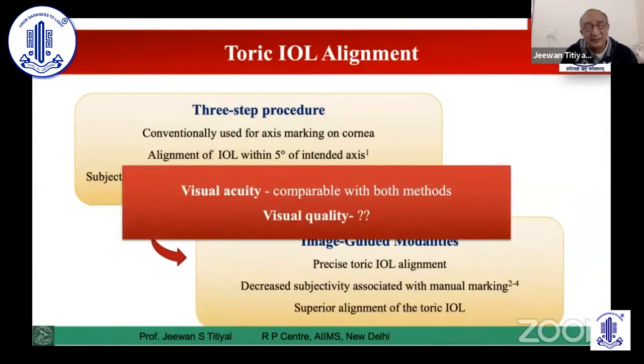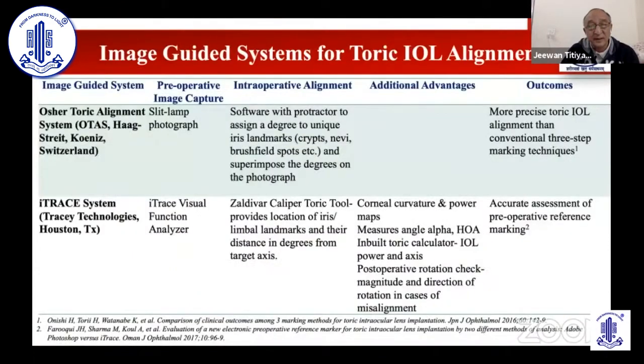If you see the various results analyzed in the literature, they would say visual acuity is always comparable with the various types of devices used for marking the cornea, and even with the image guided systems. But if you look at the visual quality, which is the actual assessment of the outcome of these lenses, it is not well known for most of these cases with various devices. So these are various devices used for image guided systems.